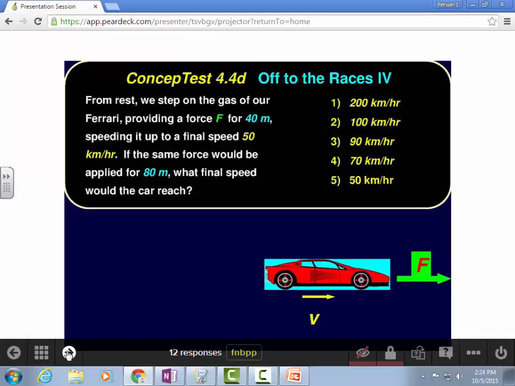What's V1? Yes? 50. What's the square root of 2 times 50? It's 70. It's 1.4 times 50 roughly. Questions? You're going to need to actually work faster, and you're going to need to have these equations down and know when to use them. All right.